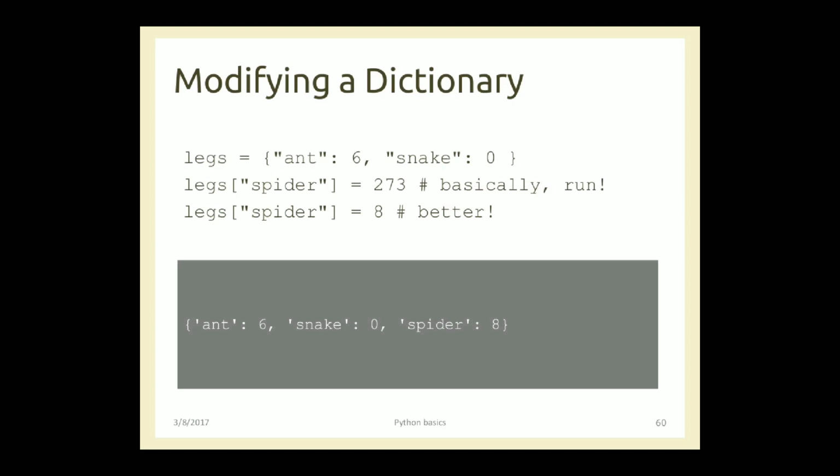Next, what if I want to modify the value from 273 to 8? This is possible because a dictionary is a mutable type. Changes can be made in place. So if you write in the last line legs['spider'] = 8, you can see the changes. The item has been updated with the new value, that is 8.